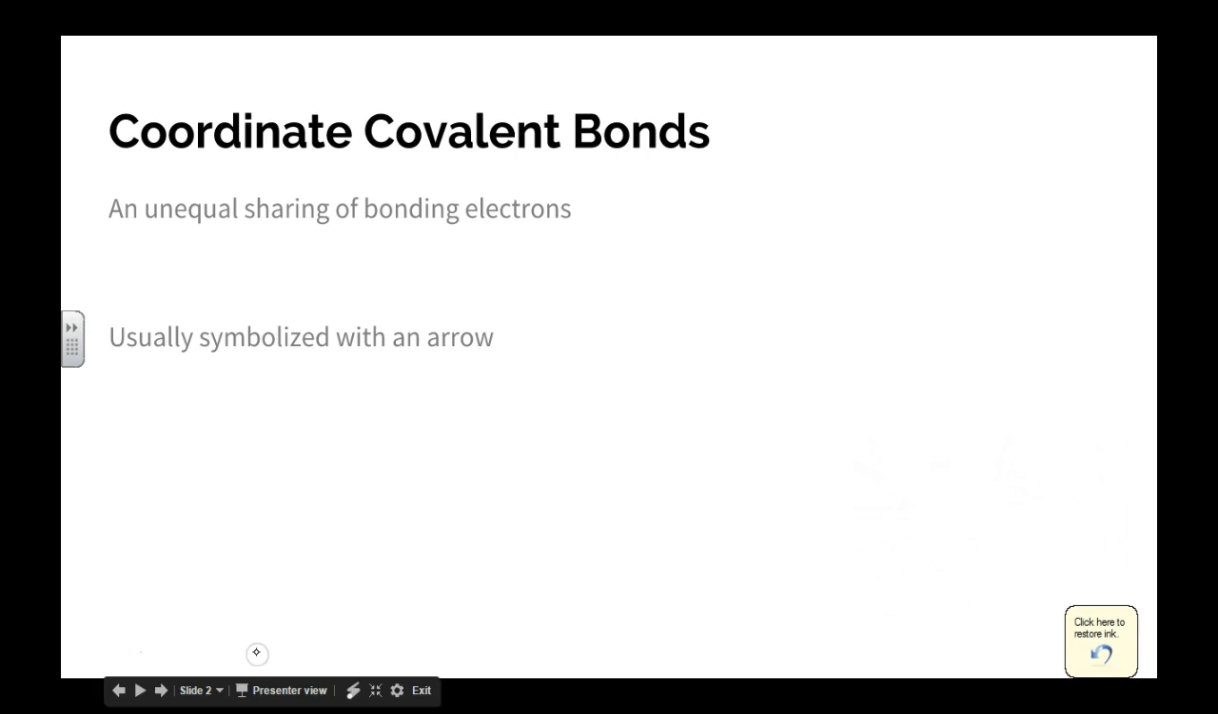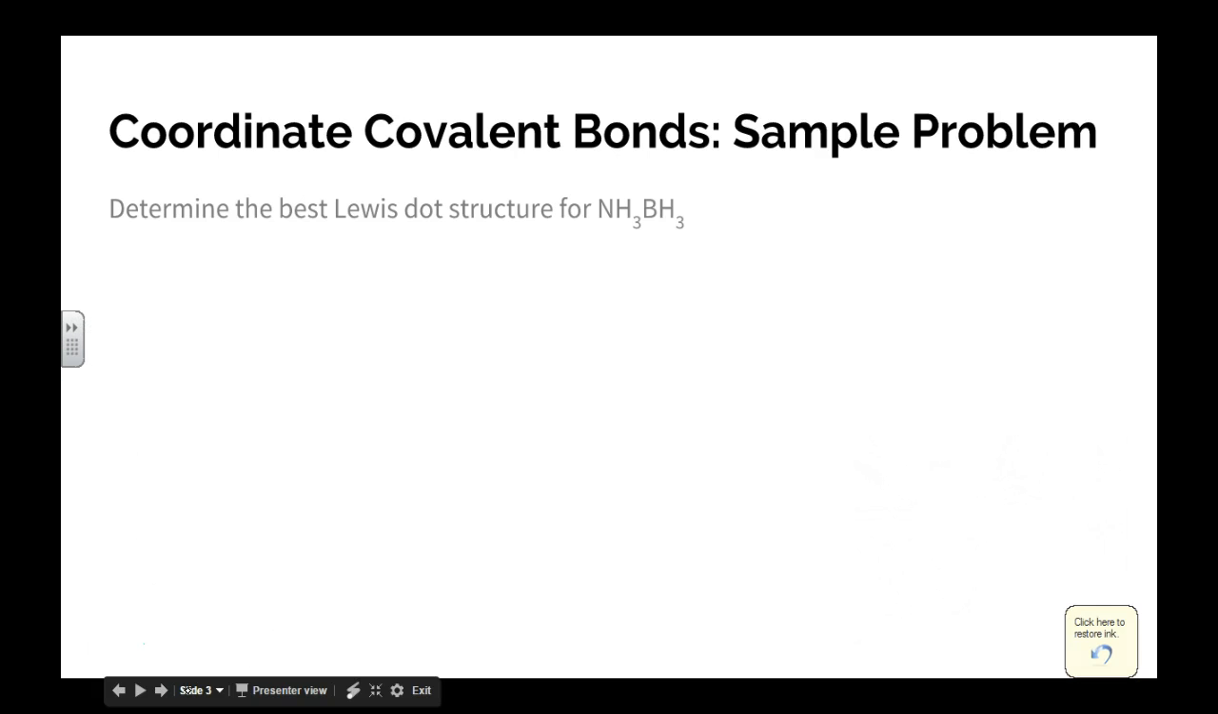Let's go to the next slide here. This is our example problem. It says determine the best Lewis structure for NH3BH3.